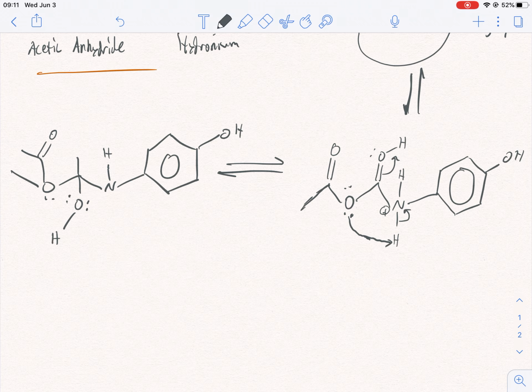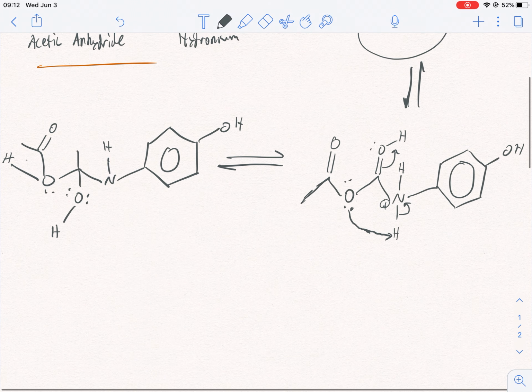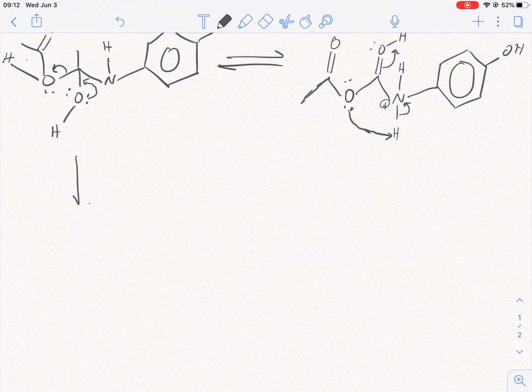All right, so we have this big old structure. Again, some more rearrangement happens, right? These electrons will now jump back down, kicking off a carboxylic acid. Okay? And now we have our carboxylic acid and this molecule.